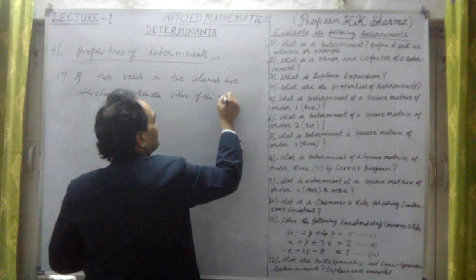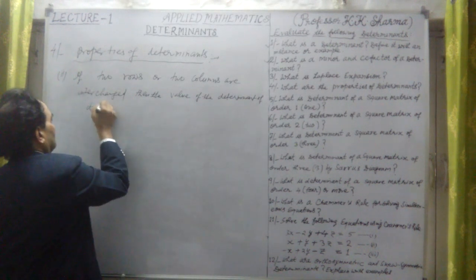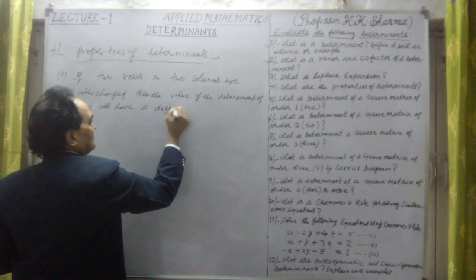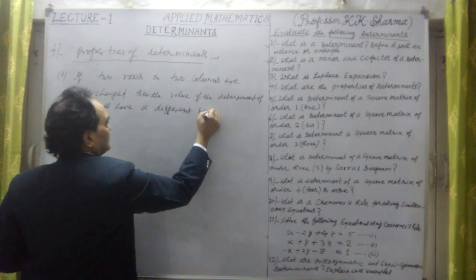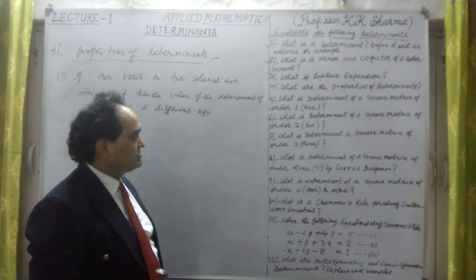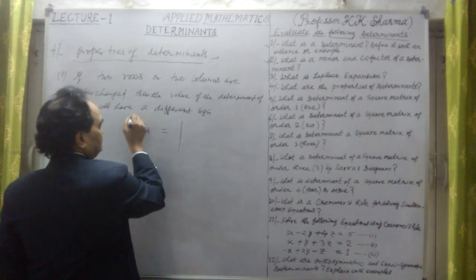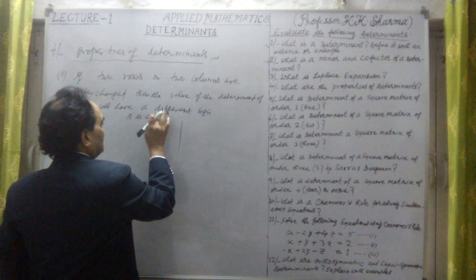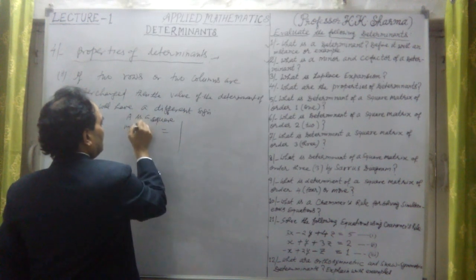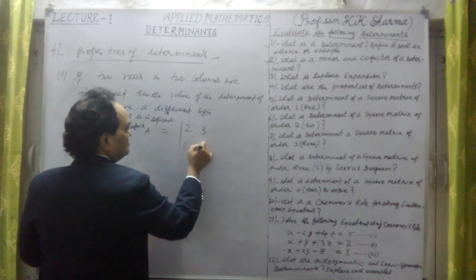The value of the determinant will have a different sign. That means the sign will be changed. If it is positive initially, then it will be negative. If it is negative, then it will be positive. Let me take an example again. Let A be a square matrix: 2, 3, 1, 4 here.